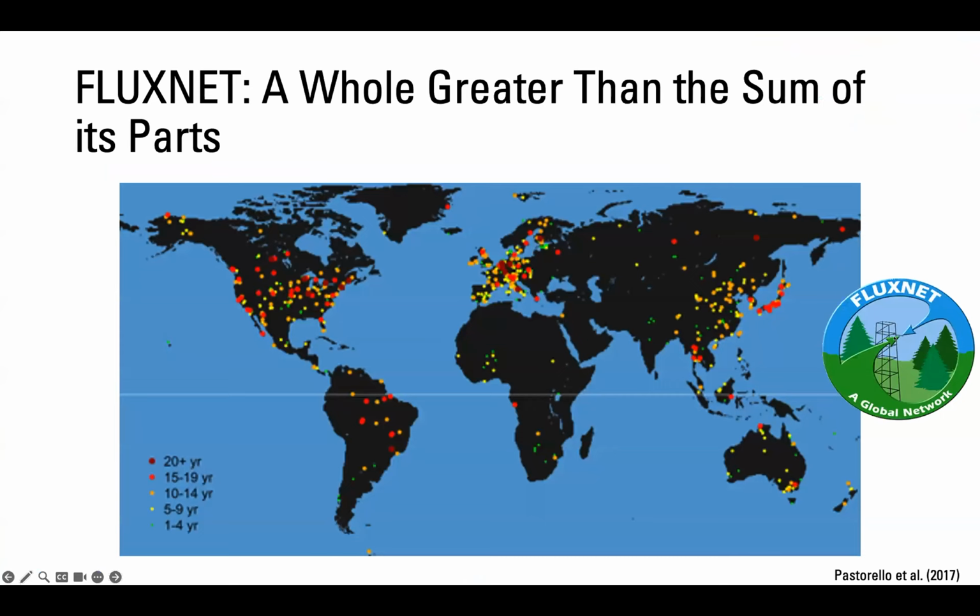We've talked a lot about FLUXNET, right? We know that the whole is greater than the sum of the parts. We've learned a lot of lessons by pooling data together from across the globe. We learn a lot by synthesizing data across networks of sites or upscaling to global products. So I think there's a lot of value to be learned. But we also talked about how this is currently only for CO2, water, and energy fluxes.